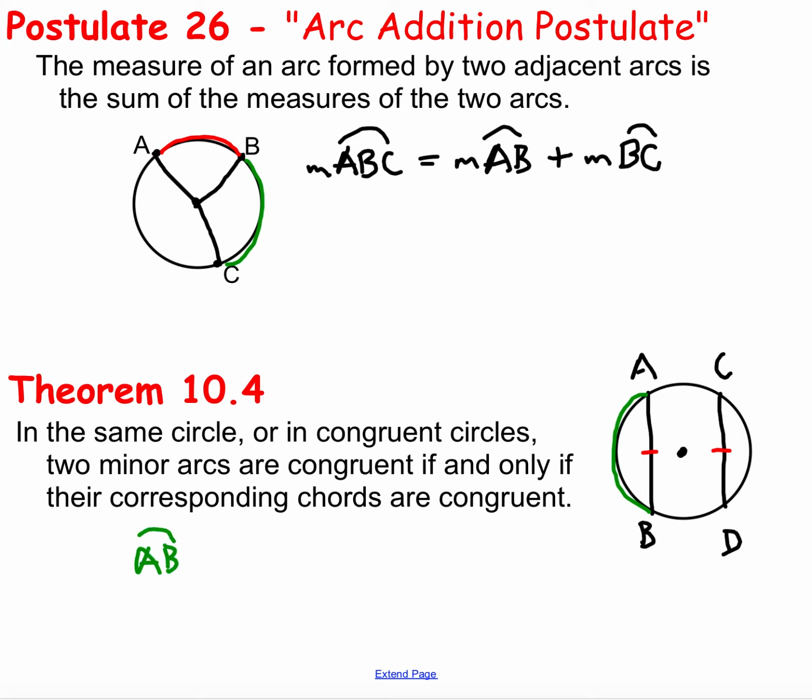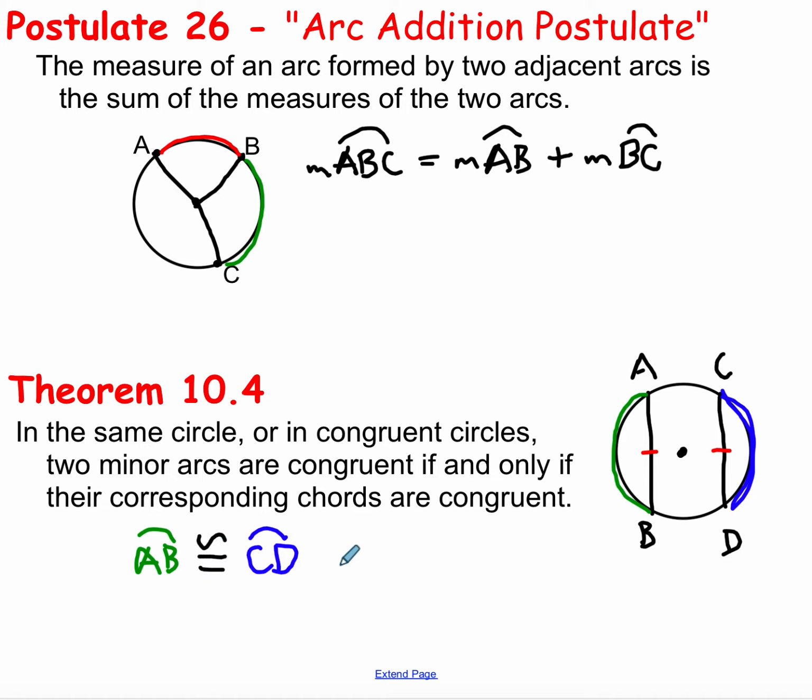And here's another arc over here. We could call that arc CD. And what this theorem says is that if these two chords are congruent, then we can say for certain that these chords that are created by these arcs are going to be congruent as well.